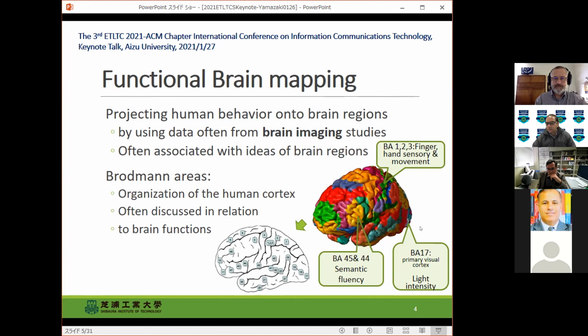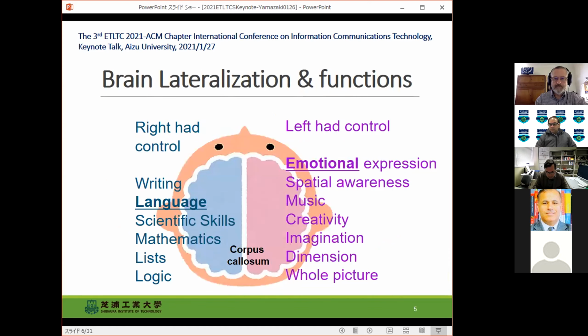And here, yes, our previous keynote speaker mentioned this too. This is the primary visual cortex, and this is associated with light intensity. Another famous one is brain lateralization. Of course, this theory has now received some criticism, but this is a very fundamental one.